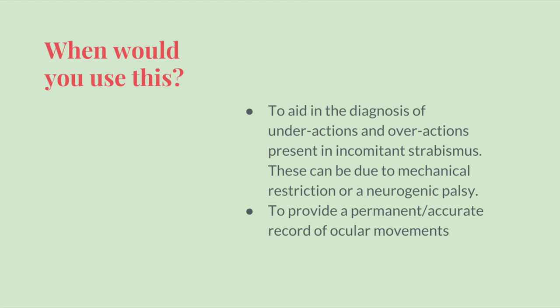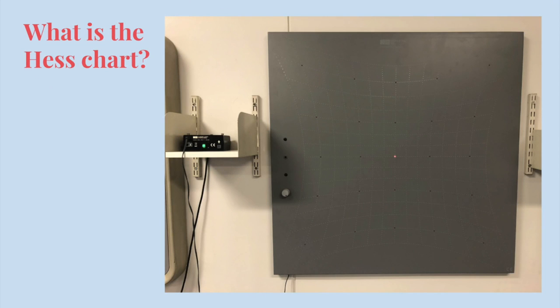to document changes of the deviation over time. The Hess chart is a tangent screen used to map the relative positions of each eye in 9 positions of gaze. The chart includes horizontal and vertical lines that subtend a visual angle of 5 degrees.